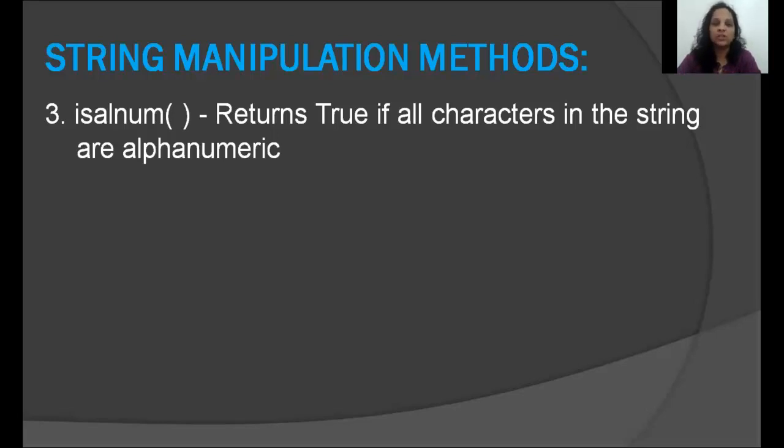The next function is called the isAlNum function. What does this function do? Now this function is going to give me true or false, depending upon whether the string only contains alphanumeric characters. What do you mean by alphanumeric characters? Whether the string contains only alphabets or digits. If it contains anything else, then it's going to give me false.